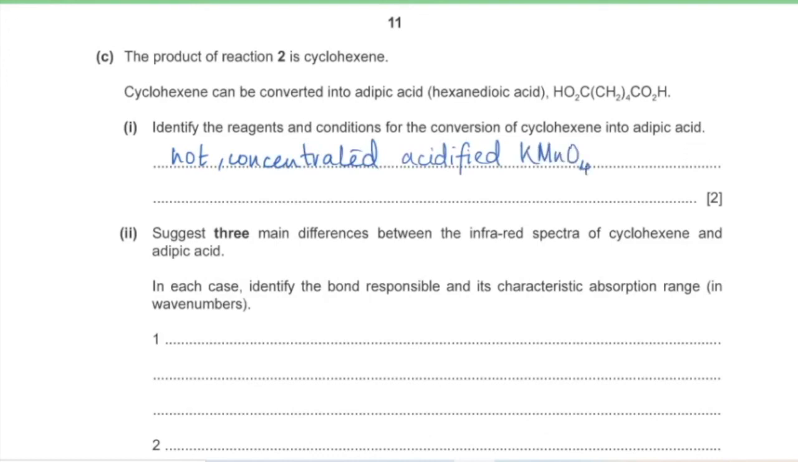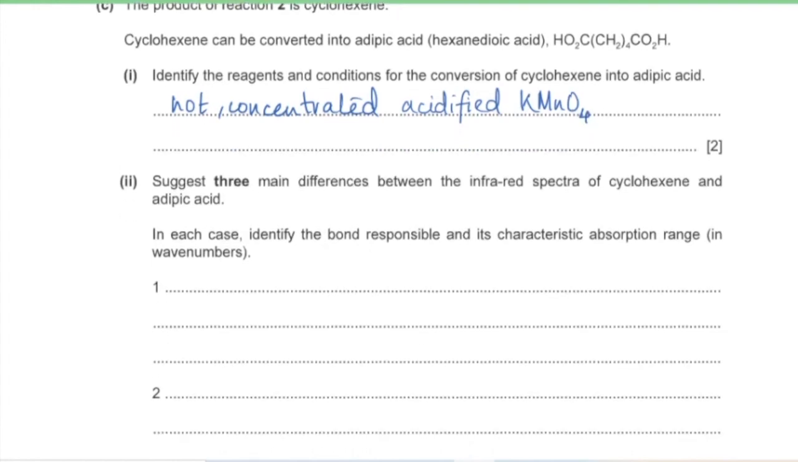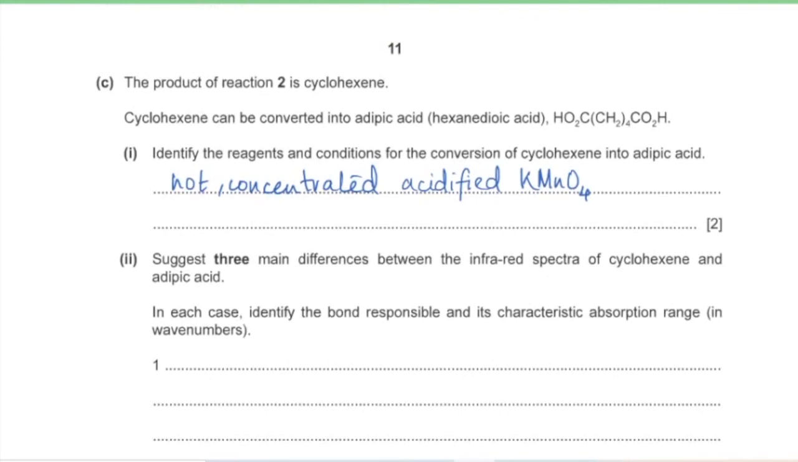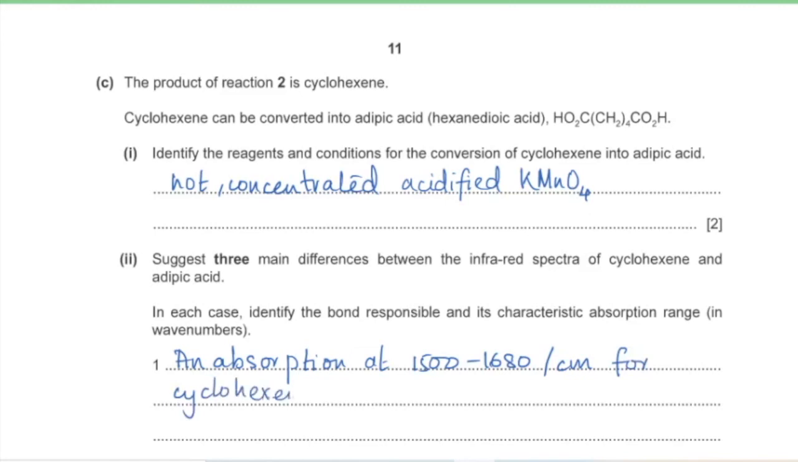Part 2 suggests three main differences between the infrared spectra of cyclohexene and adipic acid. In each case, identify the bond responsible and its characteristic absorption range in wave numbers. So cyclohexene most importantly has C=C double bond, which adipic acid doesn't. So we will have an absorption at 1500. You can look up these values in the data booklet, which will be provided to you during your examination, for cyclohexene, due to C=C double bond.